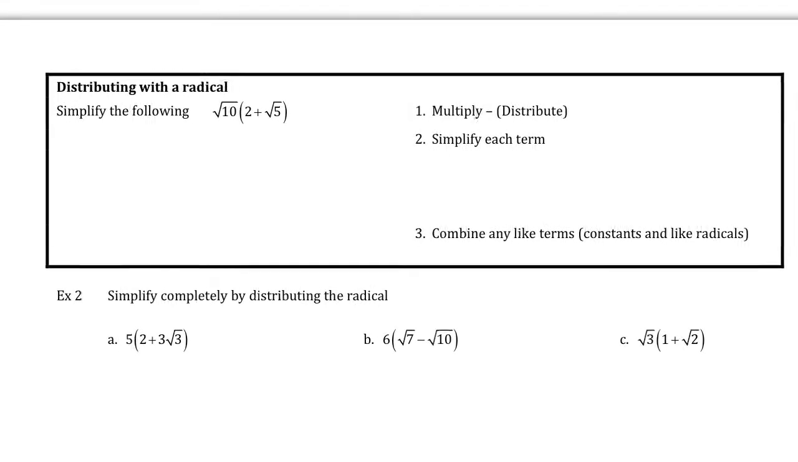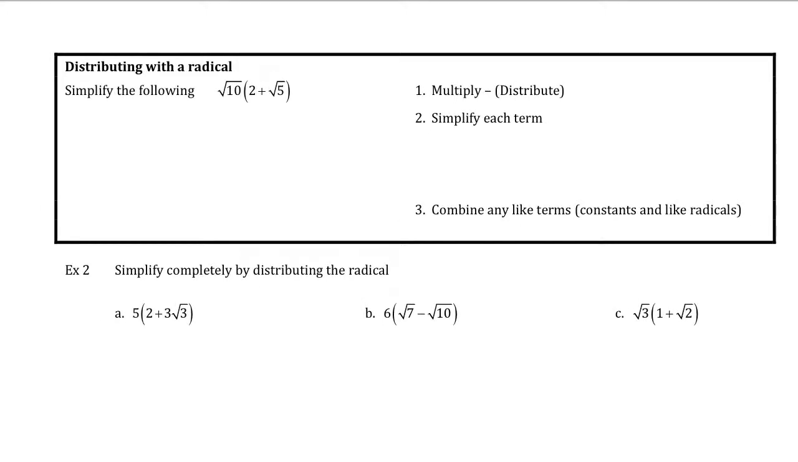Oops, something just happened. Oh, it zoomed way out. Here we go. Okay, we have addition on the inside, so then we're going to have to simplify and combine any like terms. So here, the first thing I'm going to do is that root 10 times 2. Well, 10 is an inside number, 2 is an outside number, so I just get 2 root 10. Then I have plus for the distributing part, and then I have root 10 times root 5. Well, those are both inside numbers, so I can multiply them, and I get root 50.